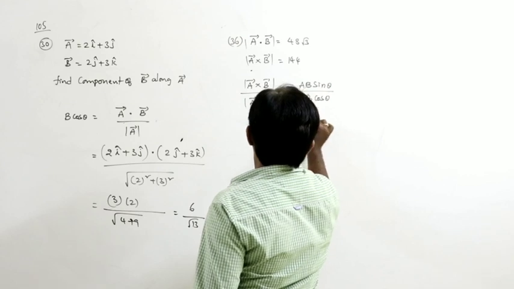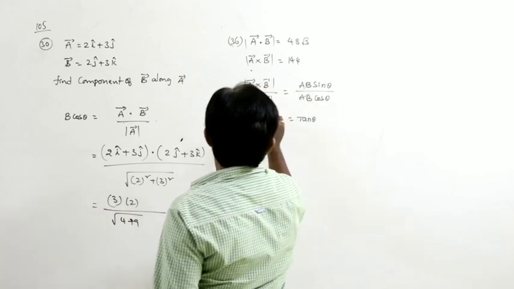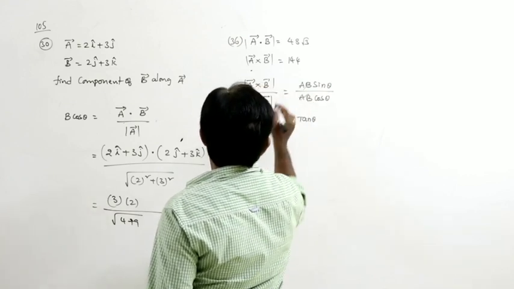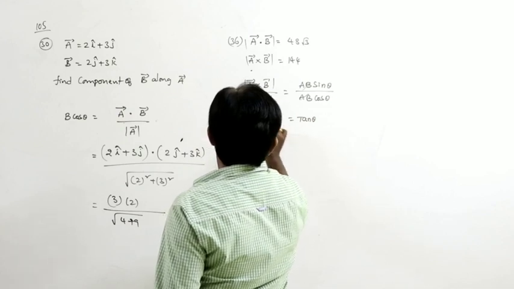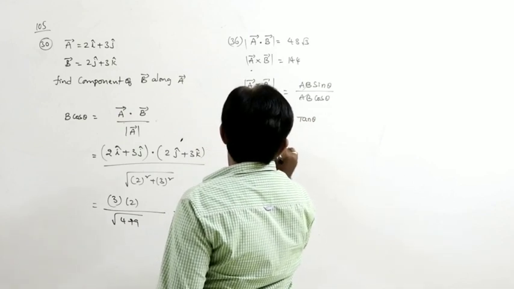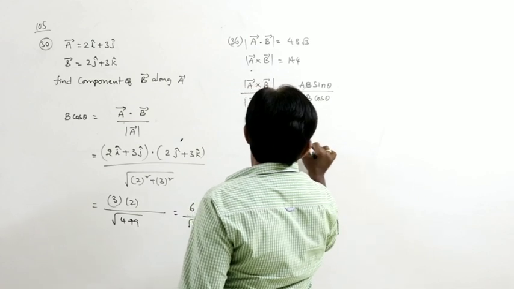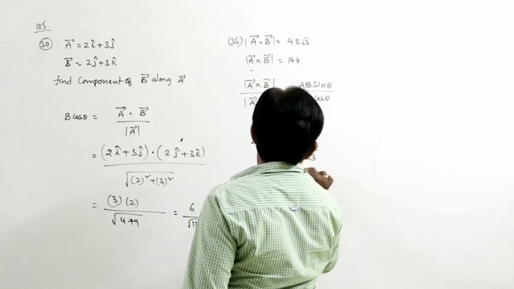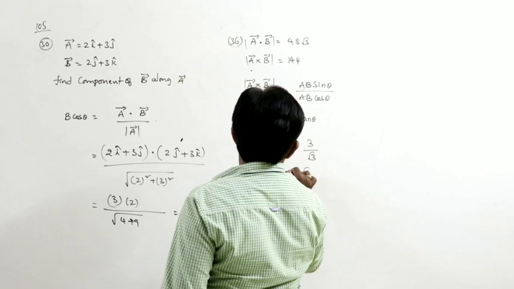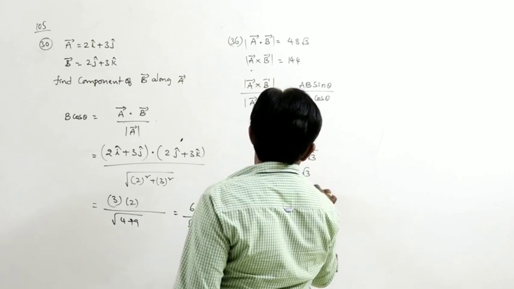AB cancelled, tan theta. But a cross b is given as 144 divided by 48 root 3. So tan theta is equal to 3 by root 3, which is root 3. Tan theta equals root 3, then theta equals 60.